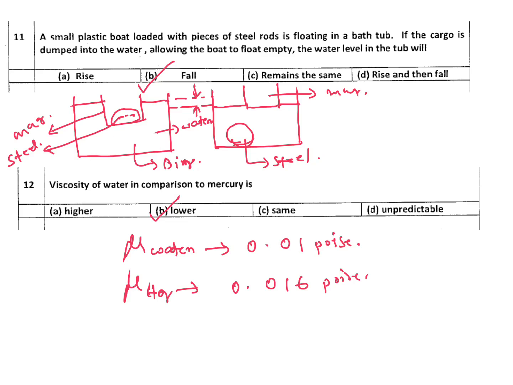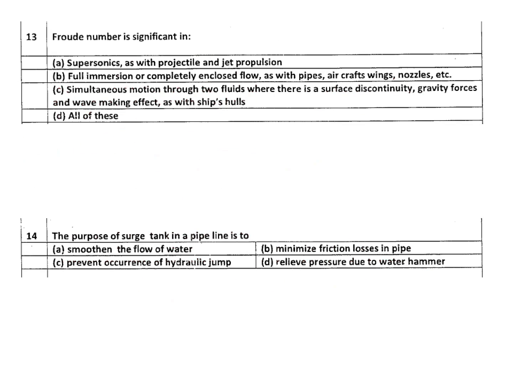Froude number is significant in supersonics, as with projectile and jet propulsion, full immersion or completely enclosed flow as with pipes, aircraft wings, nozzles, etc. C, simultaneous motion through two fluids where there is a surface discontinuity, gravity forces and wave making effect as with a ship's hull. Gravity force is important here.